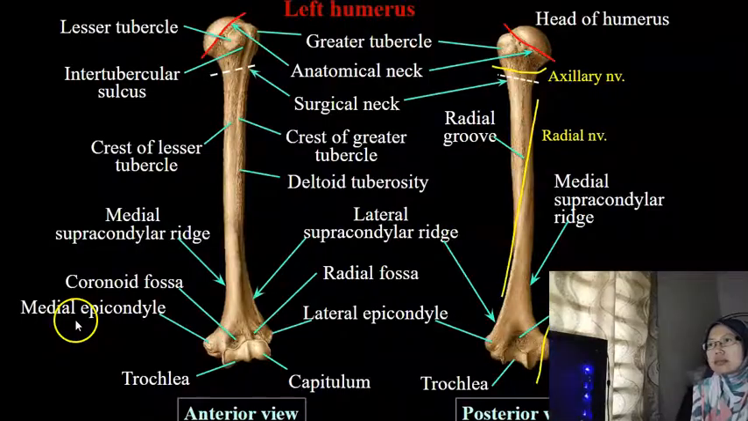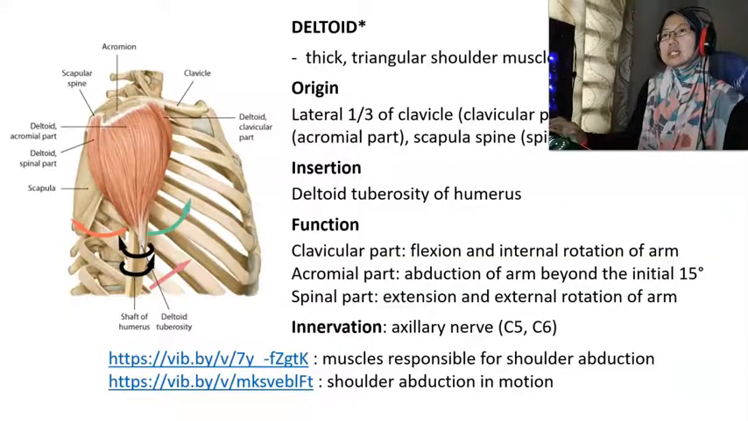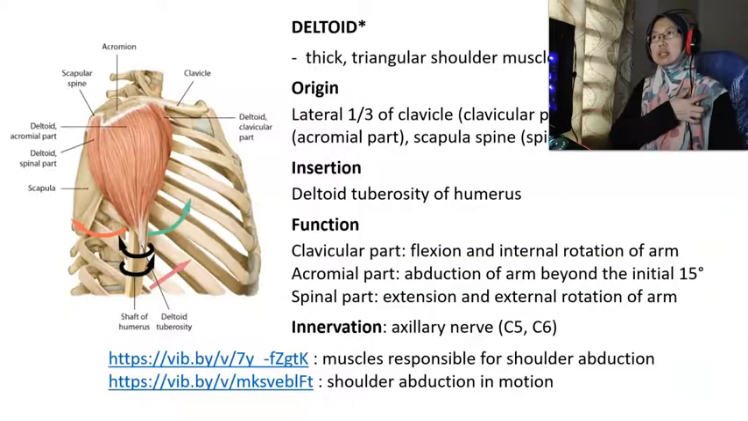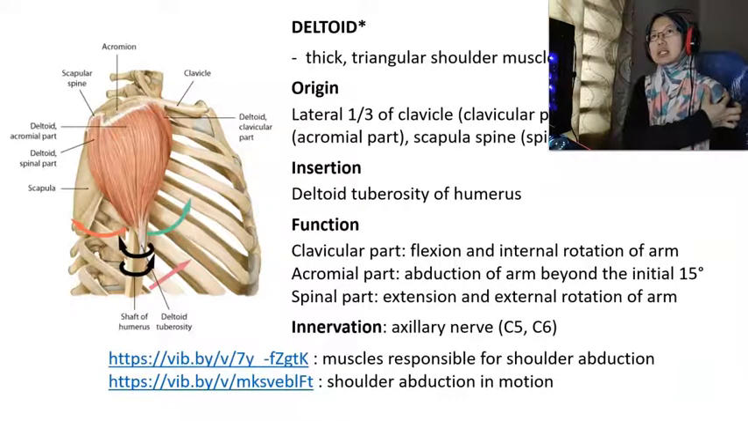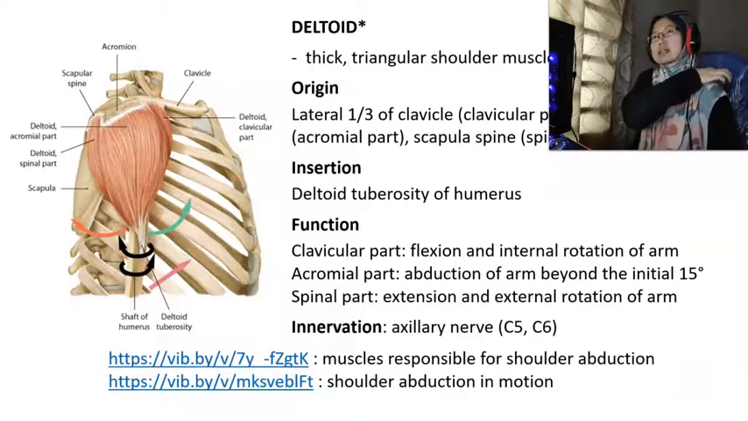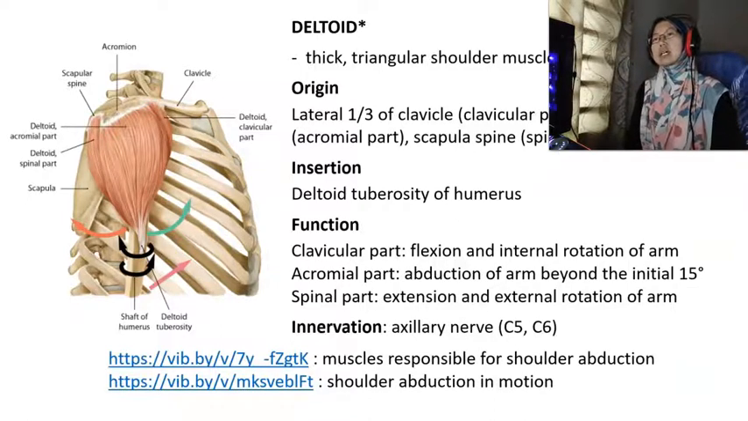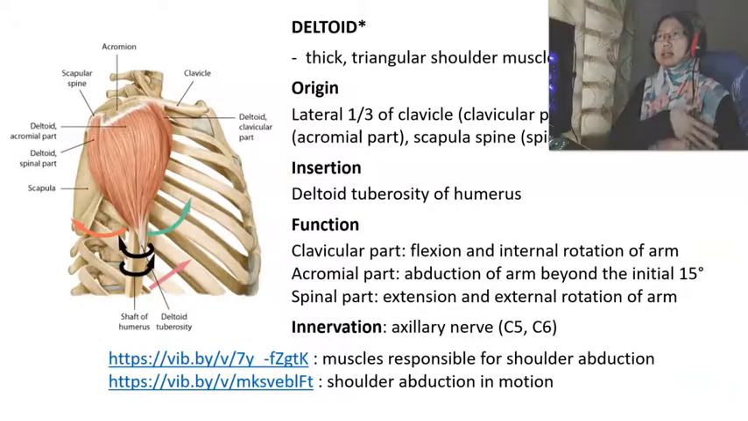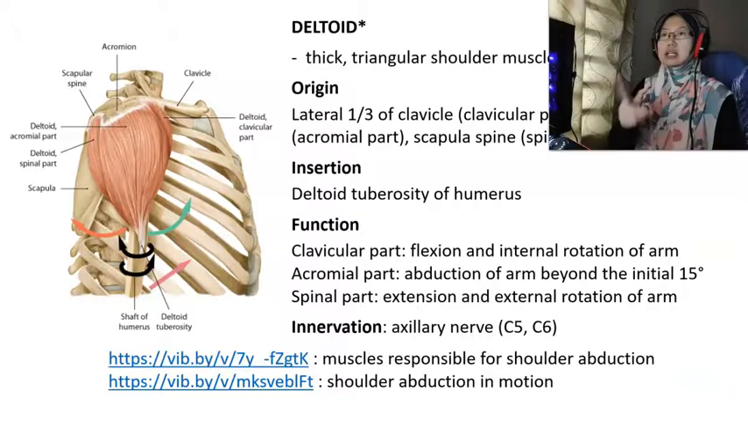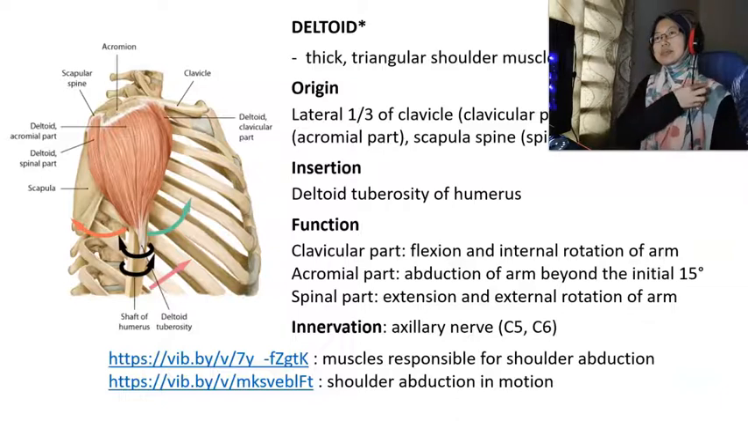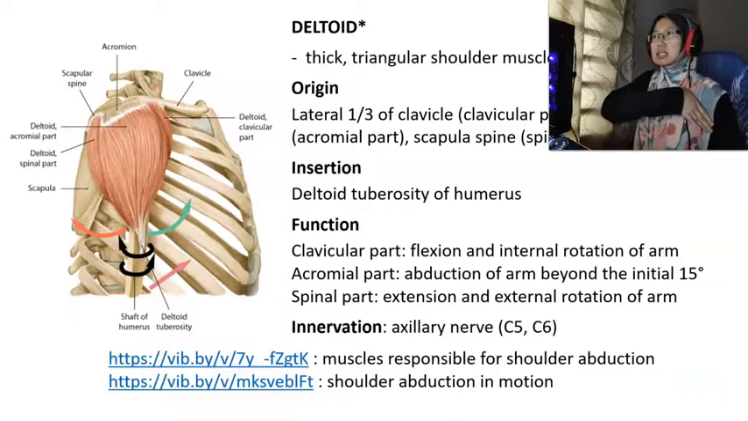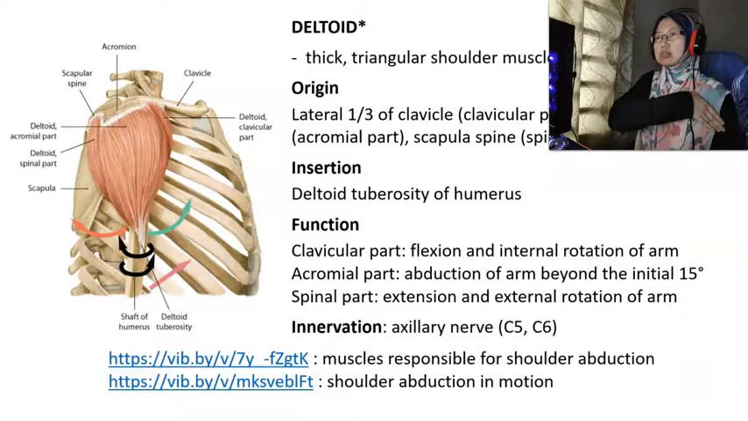Again, from the first lecture, the deltoid tuberosity of the humerus. So this is where the deltoid muscle is inserted. For the function, because it has 3 parts, clavicle, acromion, and scapular spine, the function is also different. It works simultaneously, but it is more like the clavicular part here, the clavicle, inserted to the deltoid tuberosity of the humerus.